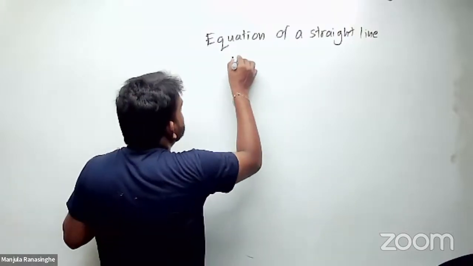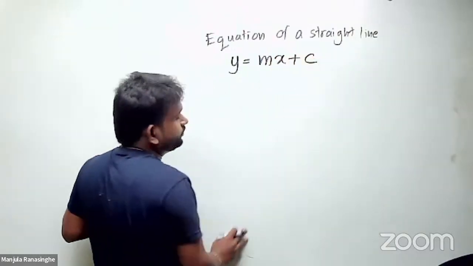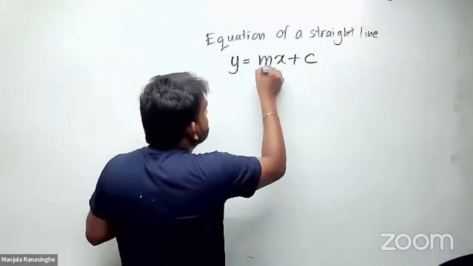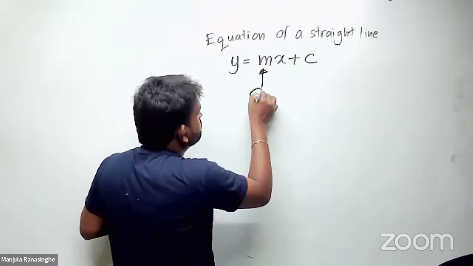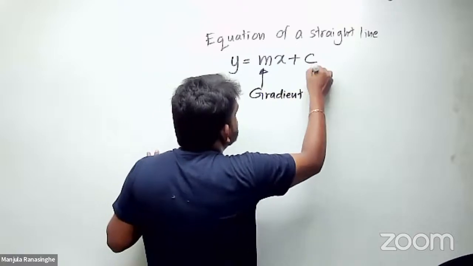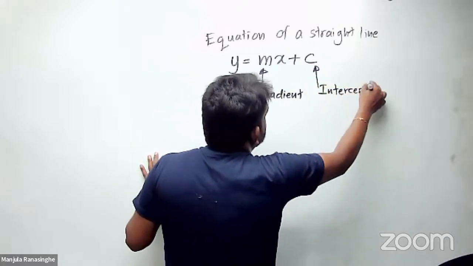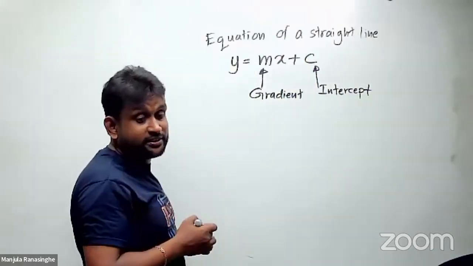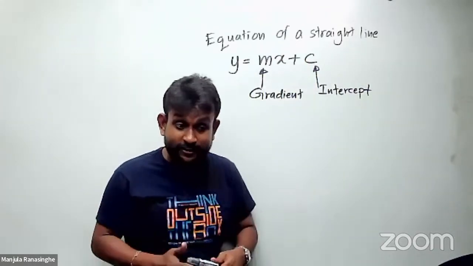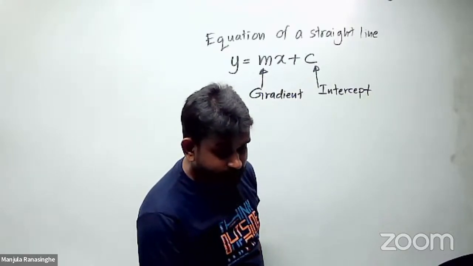We know that the equation is in the form y equals mx plus c. So instead of m, you have to substitute the gradient you found, and then you know now how to find the intercept. So just substitute the two values into the equation. Then the equation is given. Okay, right. We'll see how to do that type of equation.